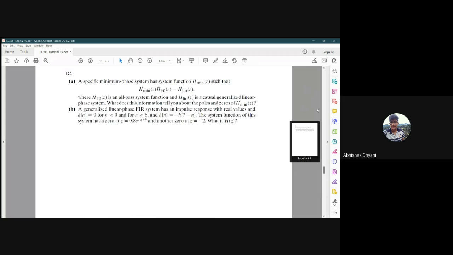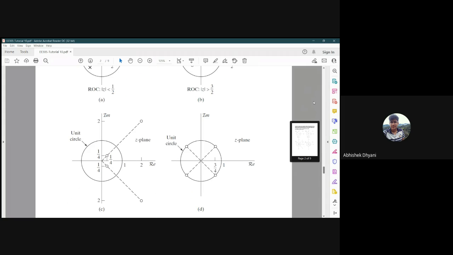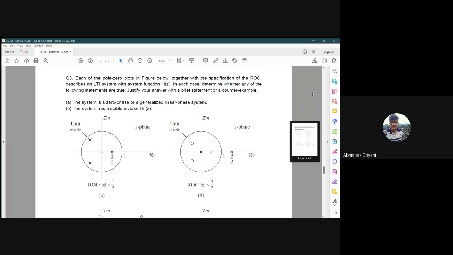So this was question number 3. Based upon the definitions of zero phase and generalized linear phase systems, we have commented on these characteristics.